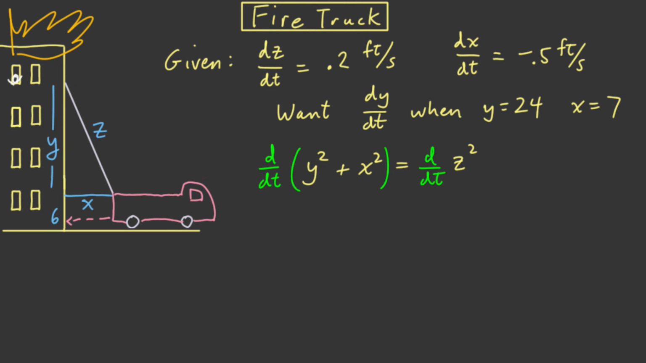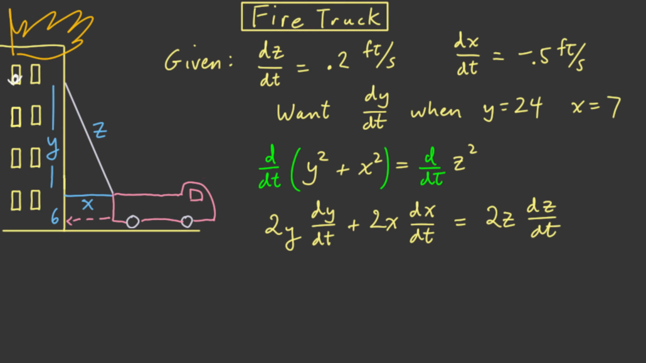On the left, the derivative of y squared is 2y, but since it's with respect to t, we need this factor of dy dt. Similarly, differentiating x squared gives 2x dx dt. And then on the right, same thing. We'll have 2z dz dt. And we can cancel all of these 2's by dividing, and then keeping the y's on the left, we get y dy dt equals z dz dt minus x dx dt.